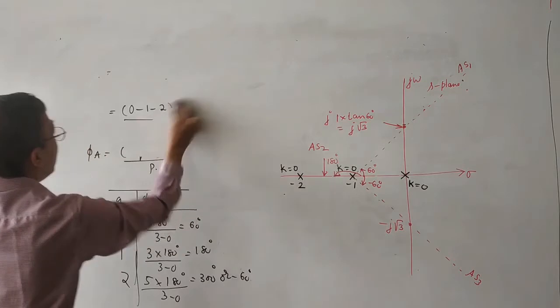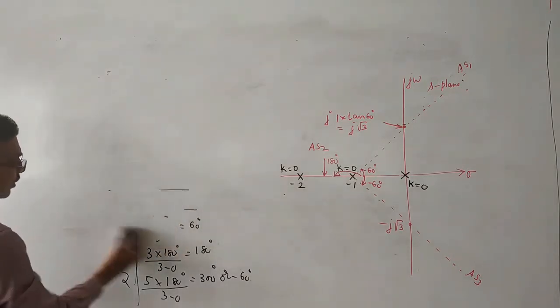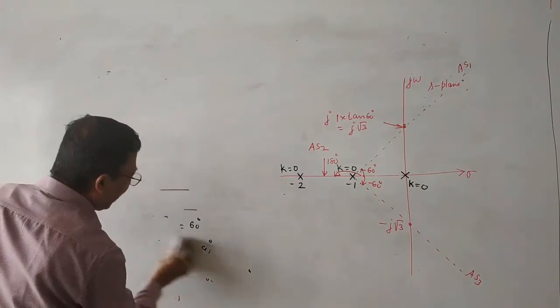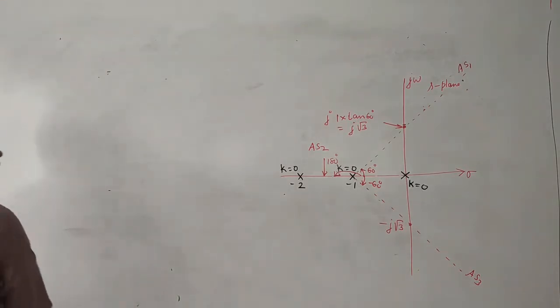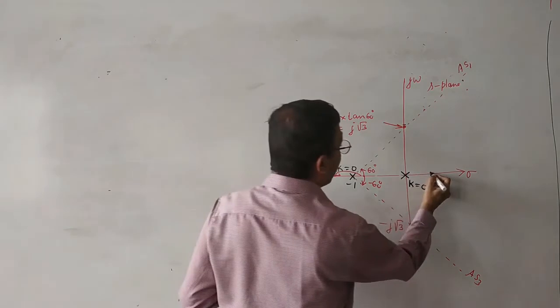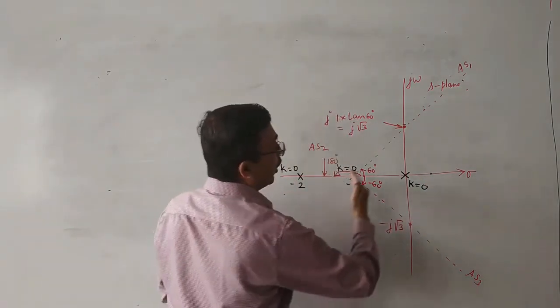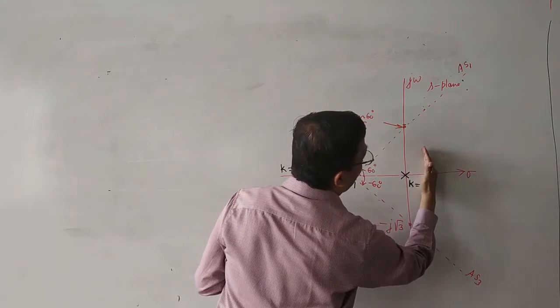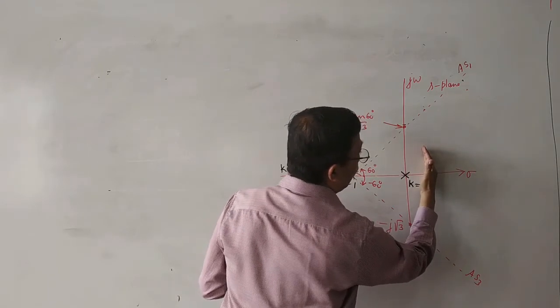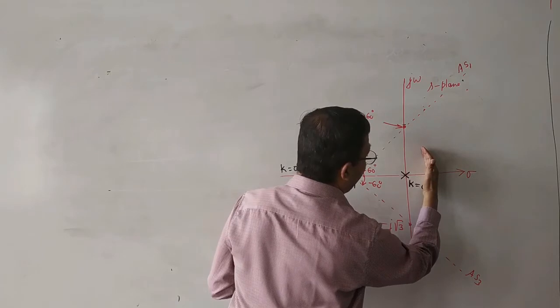Before actually doing asymptote calculations, it is preferable to do this step. Or you can do this step even after finding the asymptotes, no problem. Take a point, see to the right of this point. There are no poles to the right, no zeros. 0 plus 0, 0, even number, therefore root locus cannot lie here.